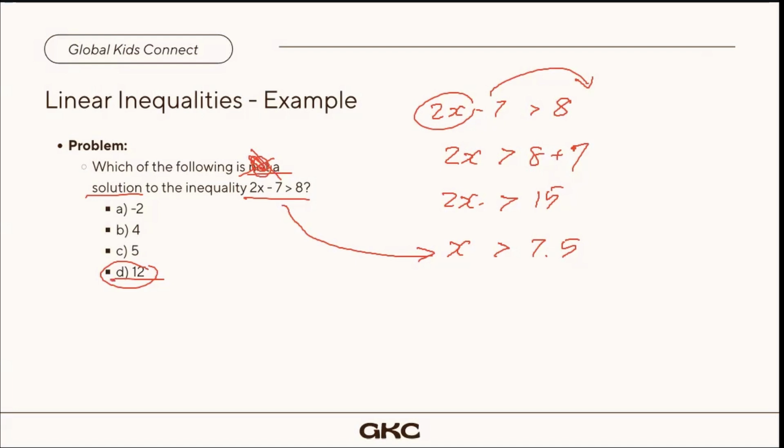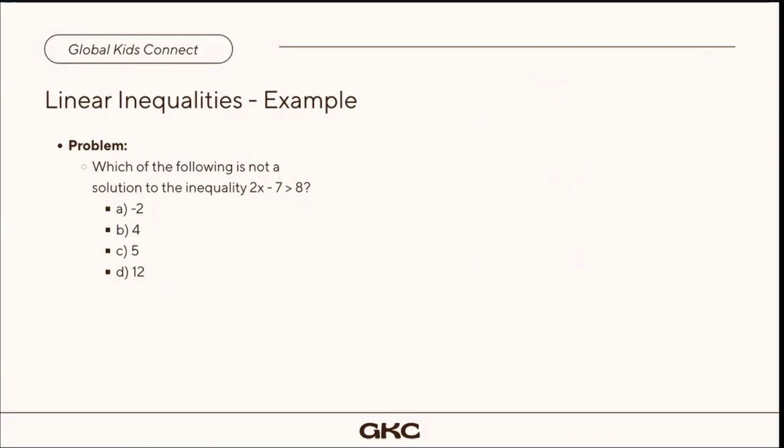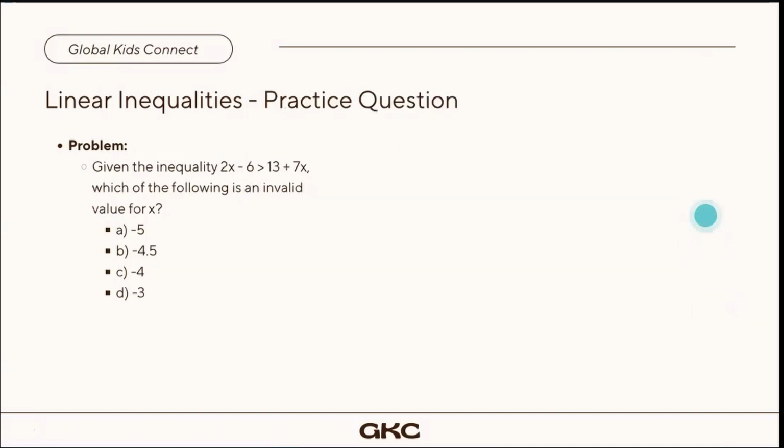So any questions for this one before we move on? If not, then we will move on to our next question. And so we have another practice question for linear inequalities. Our second question asks that given the inequality 2x minus 6 is greater than 13 plus 7x, which of the following is an invalid value for x?